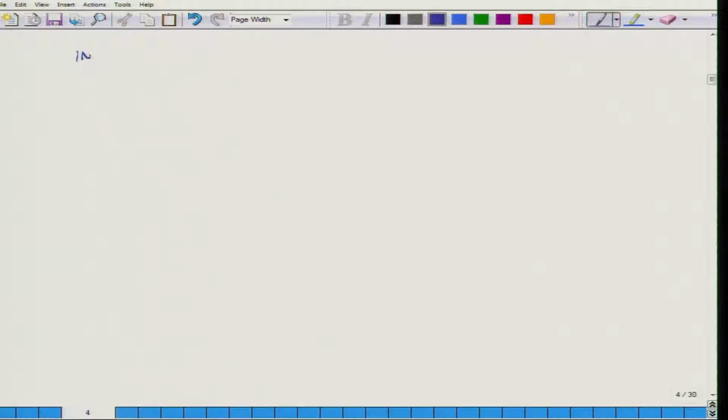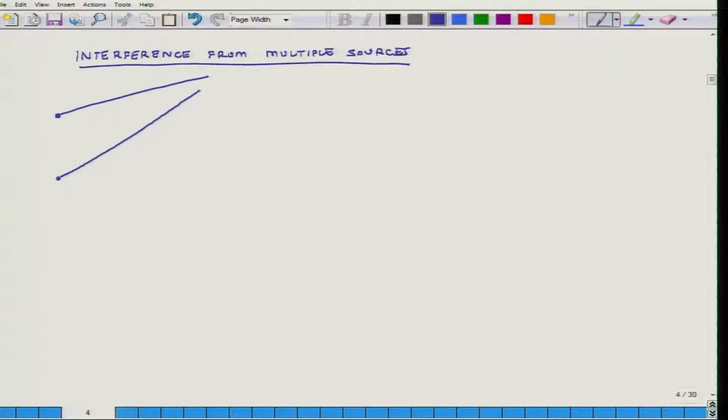So, interference from multiple sources. Suppose I have two sources. I will again start the discussion using two sources. That is R1, that is R2. I am interested in finding pressure at point P, which is distance R away.